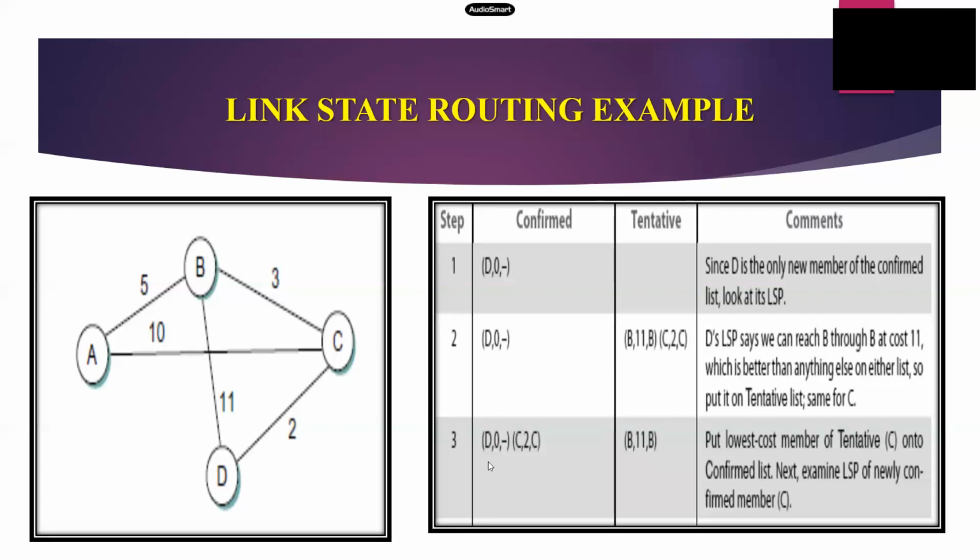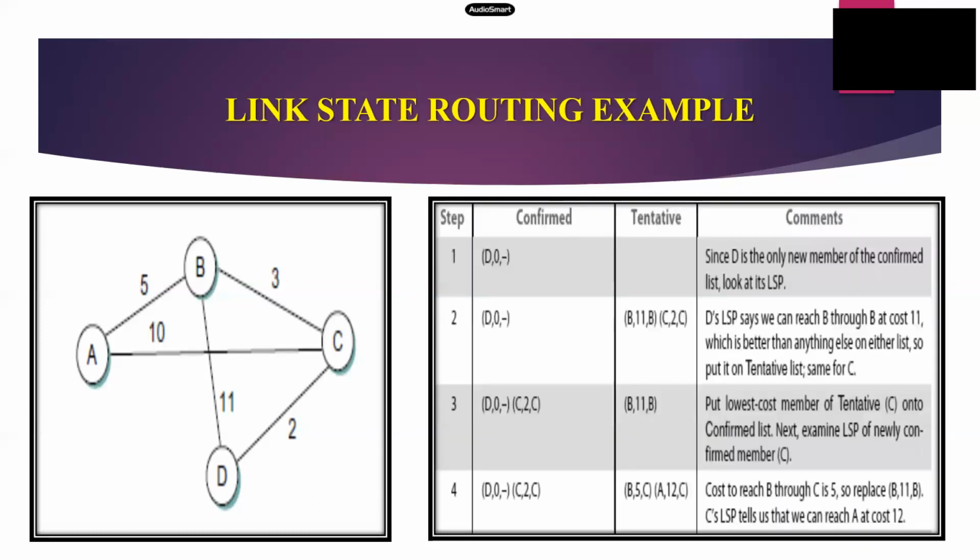Now C will be moved to confirmed state. The confirmed state already has D confirmed. Now C, to reach C, the cost is 2 via C only. Now the recently visited node is C. We already have in the tentative list from D to reach B is 11 via B.